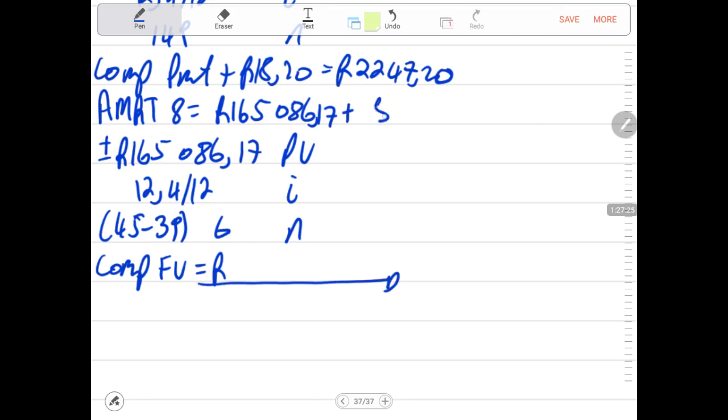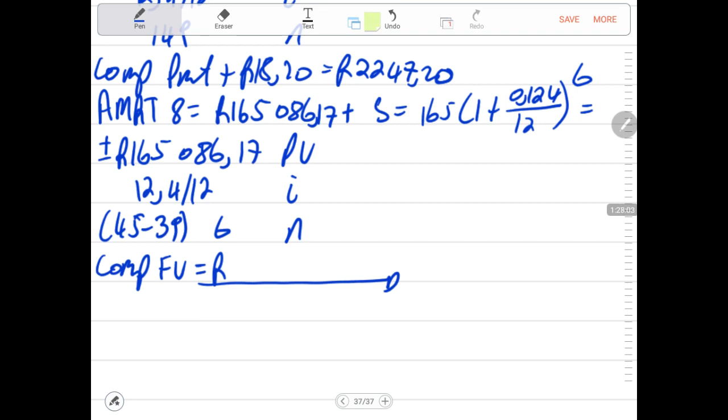You can use a formula where you say sum accumulated is equal to 165,000, open brackets, 1 plus 0.124, and you divide here by 12. Don't forget that. And to the power of 6. Then this will still give you the future value. I just want to be consistent with the calculations. So whichever you do, you still get to the same numbers. So plus minus 165,086.17 is my present value.